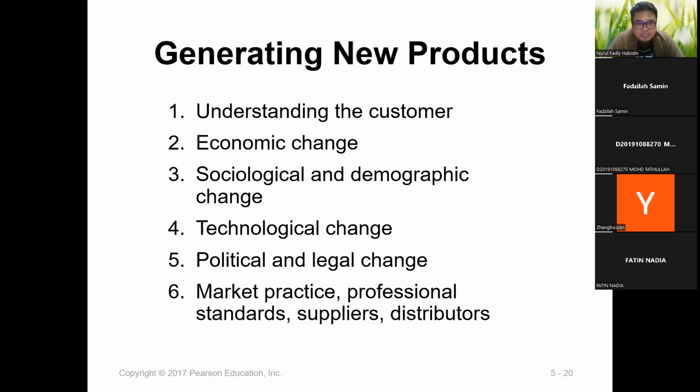So today we are covering generating new products. We continue from the previous class, where we covered the product life cycle. For this method of generating new products, we have at least 6. Number 1 is understanding the customer.